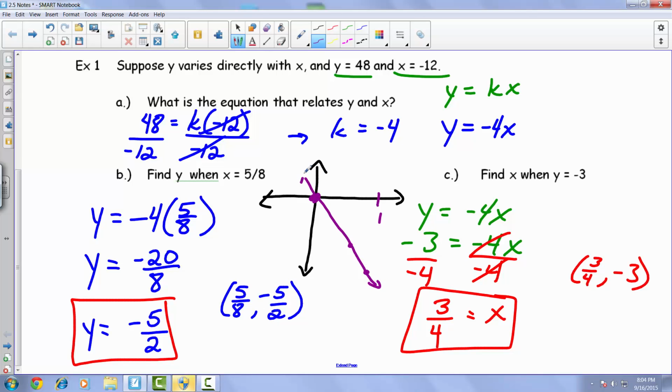All right. So again, that is example 1 and our definition for direct variation.